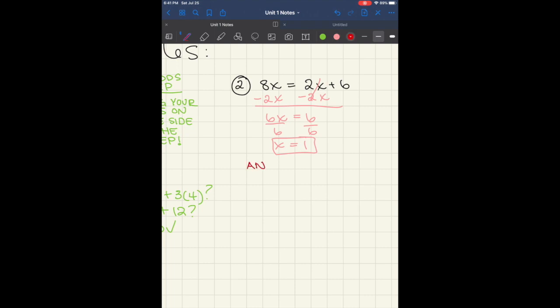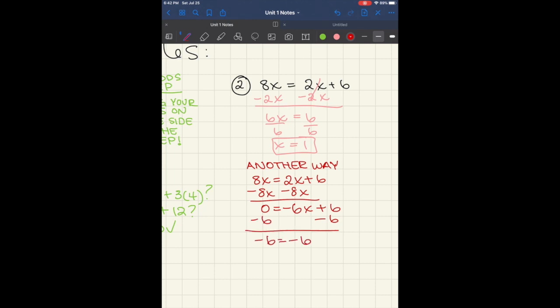The other way to do it would be to move the 8x over, which is going to end up being more steps, but we're still going to get the right answer. So we could have subtracted 8x from both sides to get 0 equals negative 6x plus 6. Subtract 6 and then divide by negative 6, and we're going to get positive 1 as our answer again. So same answer both ways.